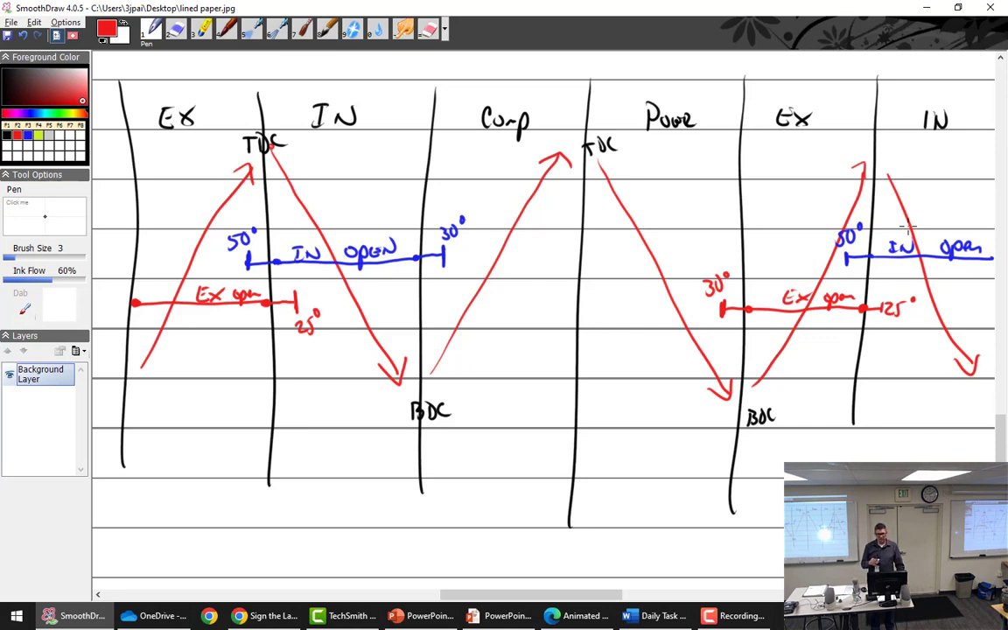You can get 400 degrees pretty fast. So we want to get that out of there. So that's what that looks like. All right. Valve lag and valve lead.